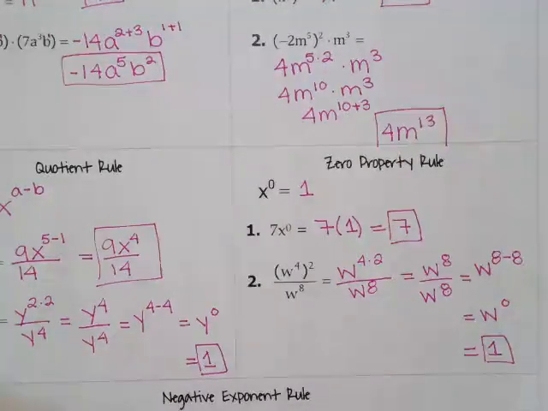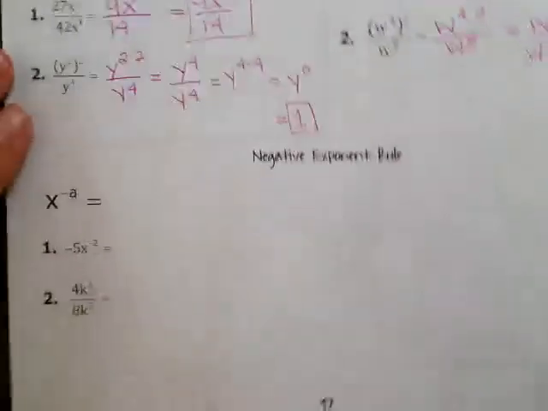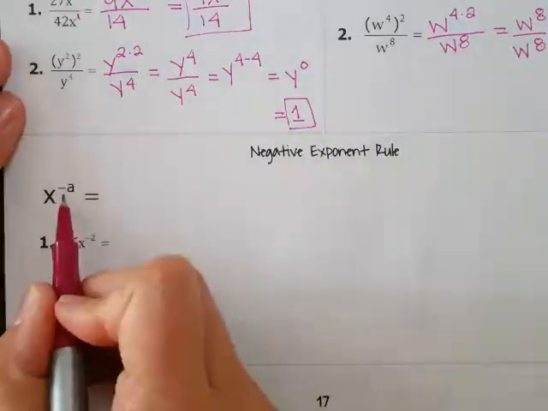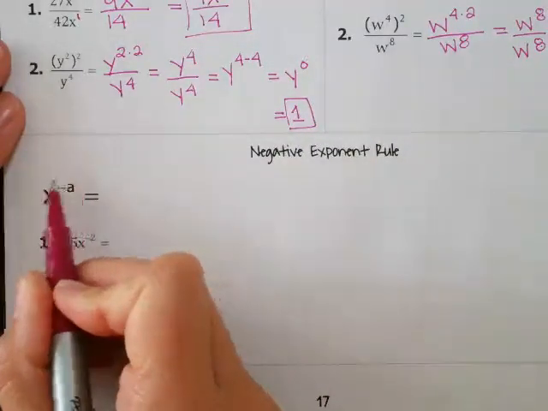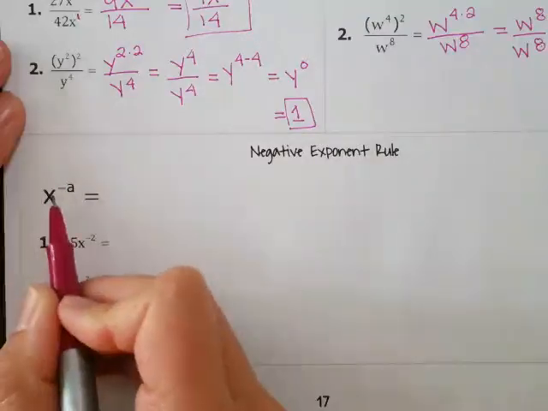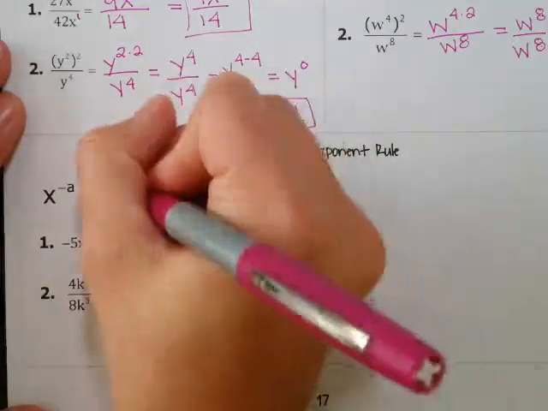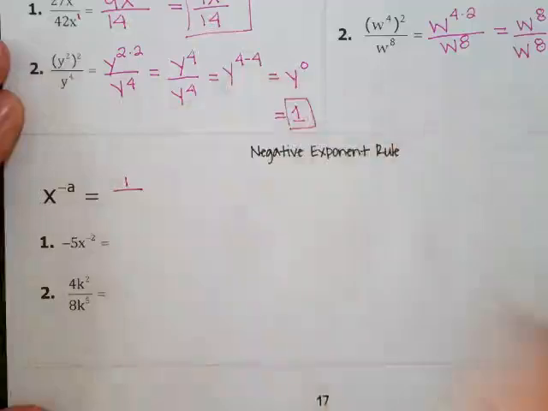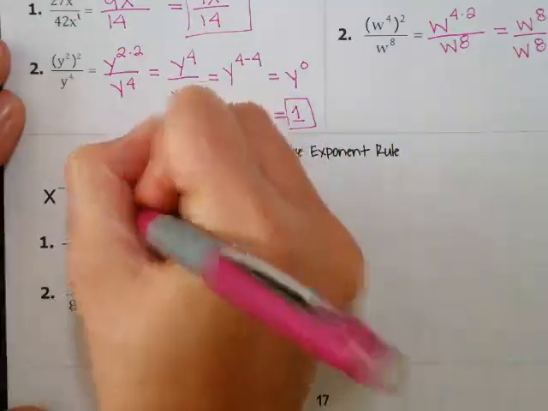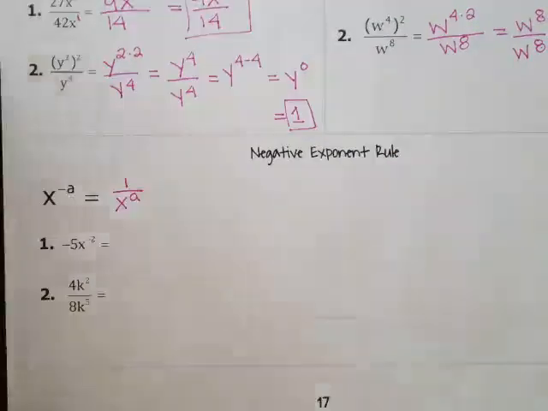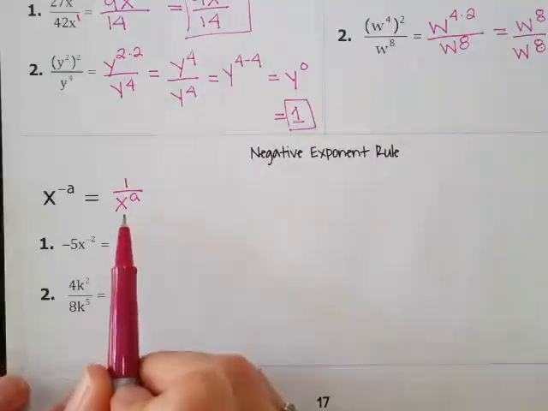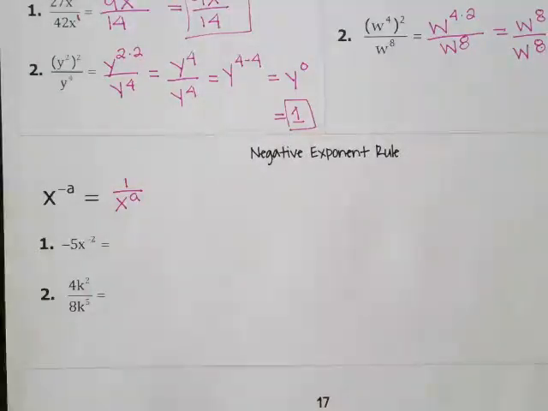Okay, we got one more. Our negative exponent rule. Whenever you have a negative exponent, that's going to drop everything it's attached to, so in this case the x, to the denominator. So we're going to put a 1 in our numerator over x to the a power. So when it drops down to the denominator, your exponent now becomes positive.